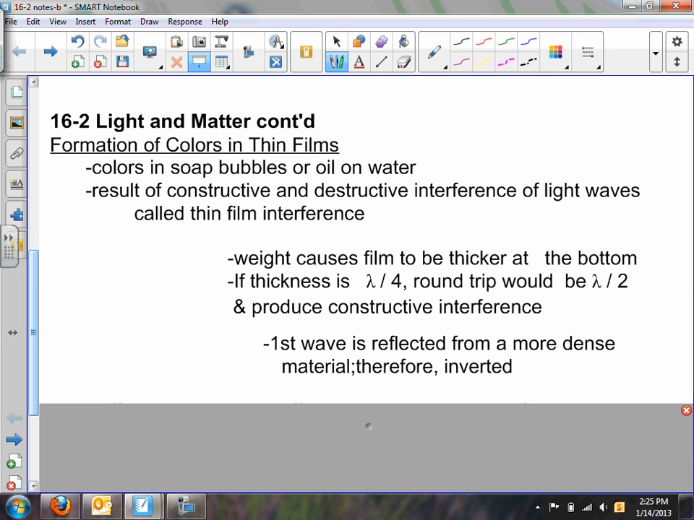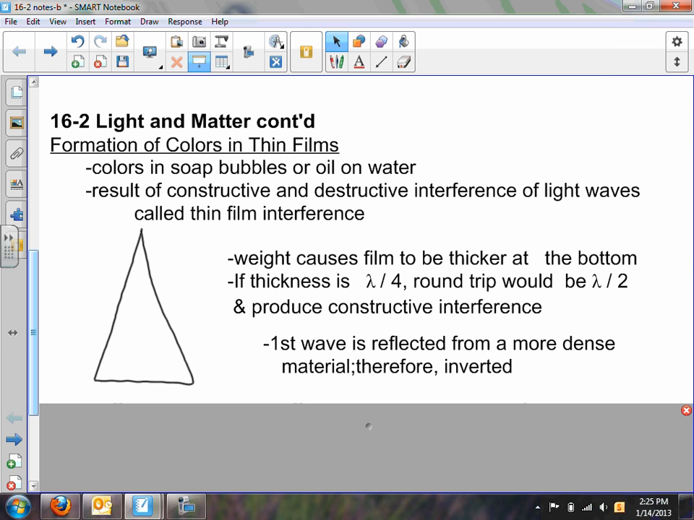I'm going to explain the writing on the right with this diagram. Imagine you're looking at a film of soap. We know gravity causes the soap to get thicker on the bottom, more thick on the bottom than it is on the top. If you can imagine a beam of light hitting this thin film of soap, this could do one of two things. It could reflect, or it could be transmitted.